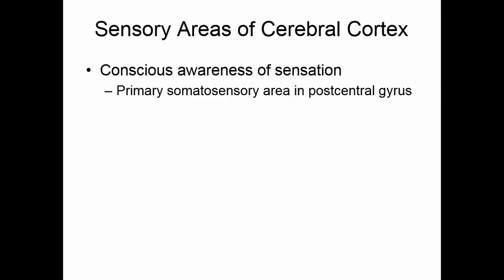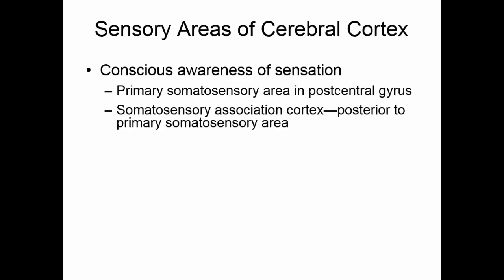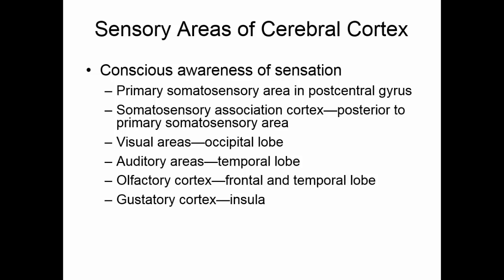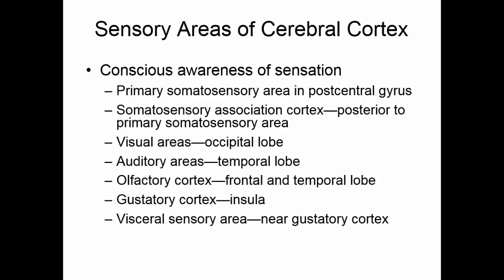The sensory areas of the cerebral cortex are your conscious awareness of sensation. The primary somatosensory area is in the postcentral gyrus. Then we have a somatosensory association cortex that's posterior to that. Visual areas reside in the occipital lobe, auditory areas in the temporal lobe. The olfactory cortex is found in the frontal and the temporal lobe, your gustatory cortex in the insula. The visceral sensory area is near the gustatory cortex, and the vestibular cortex is in the insula.